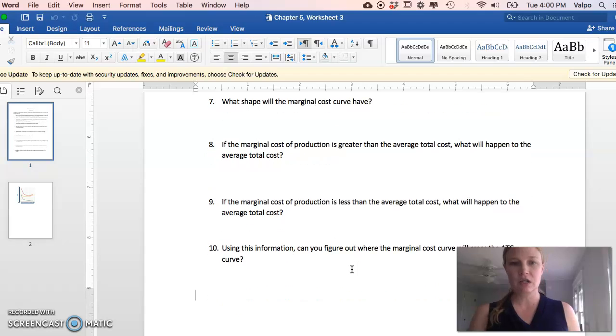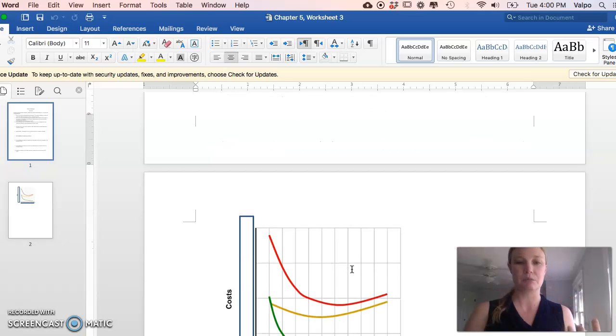If the marginal cost of production is greater than average total cost, what will happen to average total cost? This is the same concept as average product and total product. If the marginal cost of production, the additional cost, is higher than the average, it brings up the average. If it's lower than the average, it brings down the average. So where must they cross? They cross at the minimum.